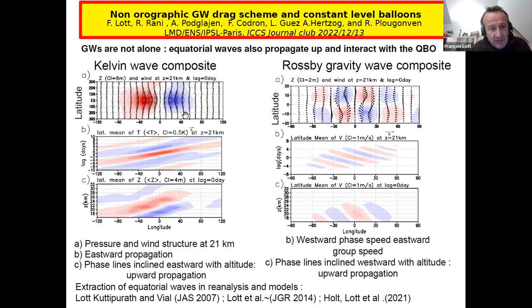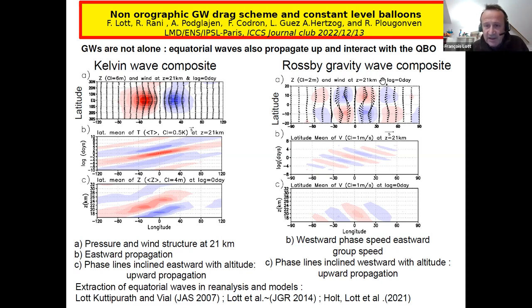The first of them is the Kelvin waves, and you see here the structure of the Kelvin waves, and it has a phase speed going eastward as expected for Kelvin waves. There is a lag in days, it's a composite, you see the temperature. So it's a positive phase speed wave, and you see that it tilts in the vertical as a positive phase speed wave does. And I show you a second wave.